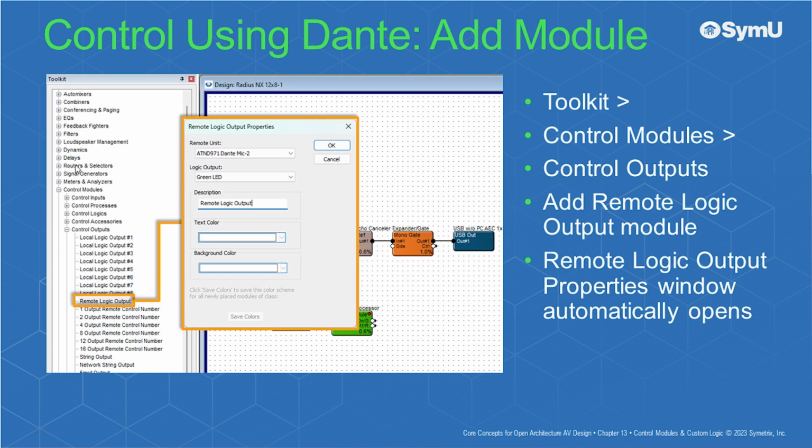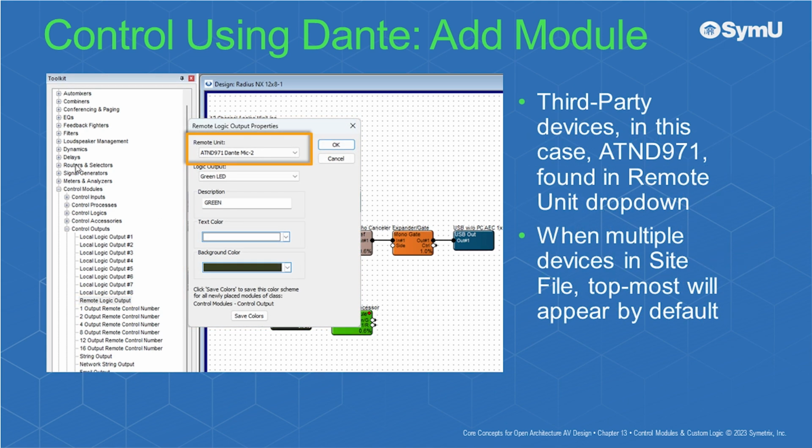In the toolkit, under Control Modules, Control Outputs, add a Remote Logic Output module. The Remote Logic Output Properties window automatically opens. The third-party devices you want to control, in this case the AT-ND971, are found in the Remote Unit drop-down. If multiple devices are within the site file, the topmost will appear by default.